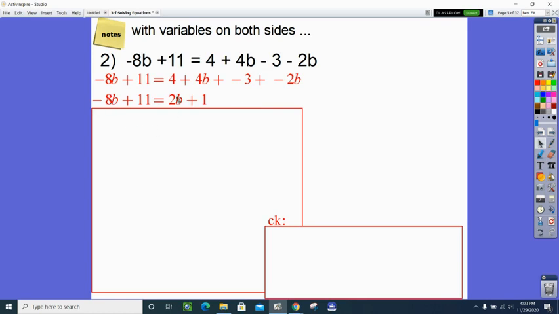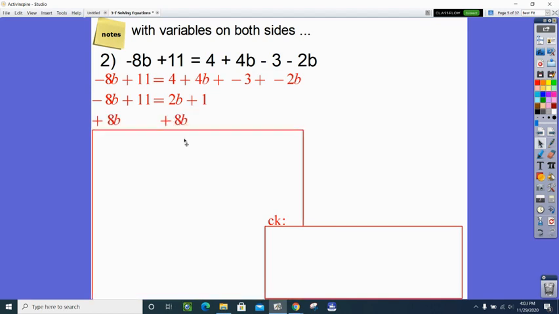Now remember, these guys are on opposite sides. So when we do opposite sides, this is where we talked about having a choice, and you're going to combine them using opposite operations. So go ahead and solve this and come back and we'll see how you did. Okay, so I started by adding 8b to both sides because I wanted to stay positive for the coefficient in front of the b. You could have subtracted 2b and still get the same answer. And if you did that, just hang on for a second and we'll see how you did.